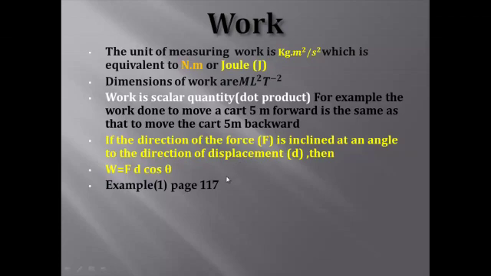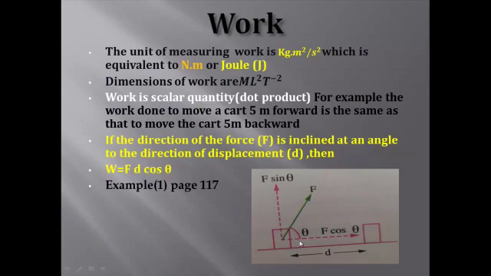Open your book, page 117, example number 1. A cart is pulled by a force of 50 Newton. The line of action of the force makes an angle of 60 degrees to the direction of displacement. So he gives me that 60 is between force and displacement, so we can use it in our rule, for 4 meters. So F is 50, D is 4, cosine 60. Do you understand me? Please take care: theta is between what and what?